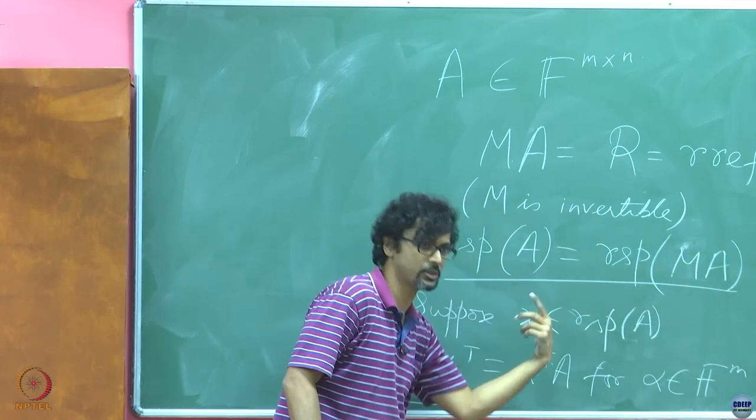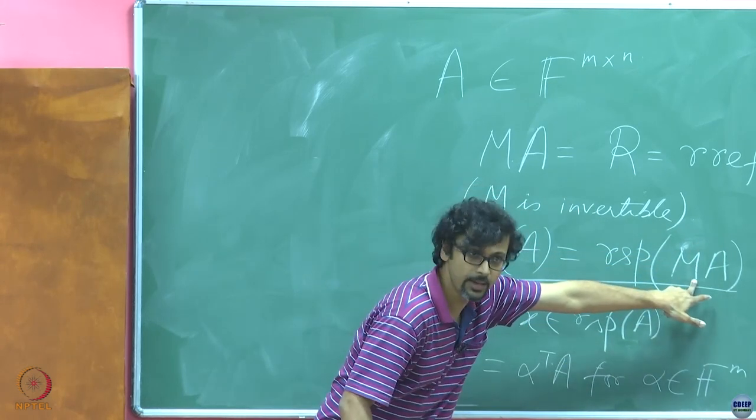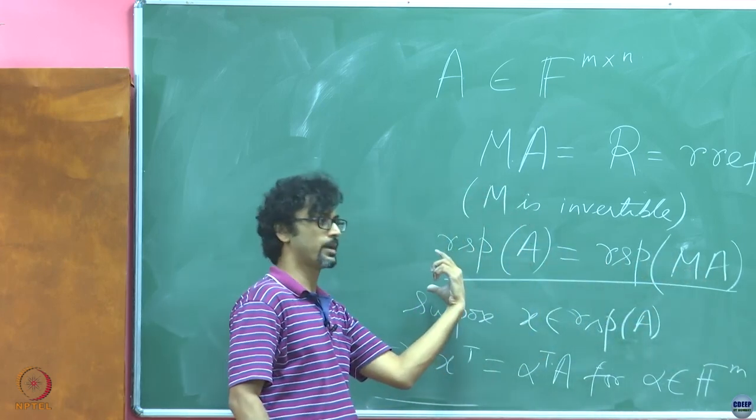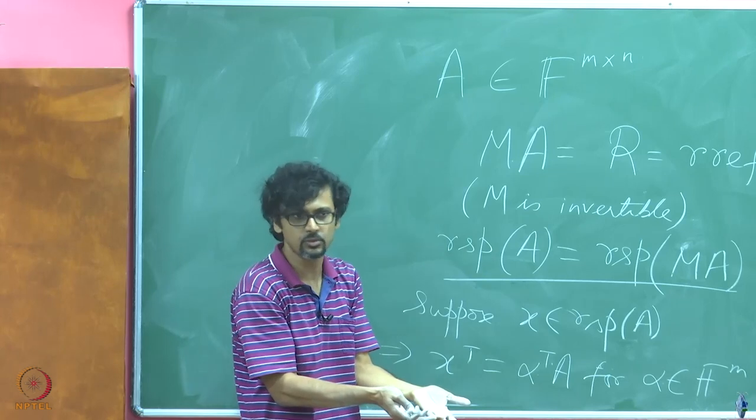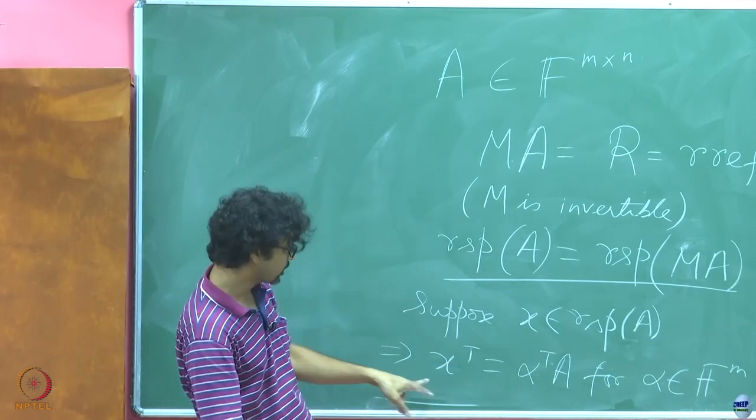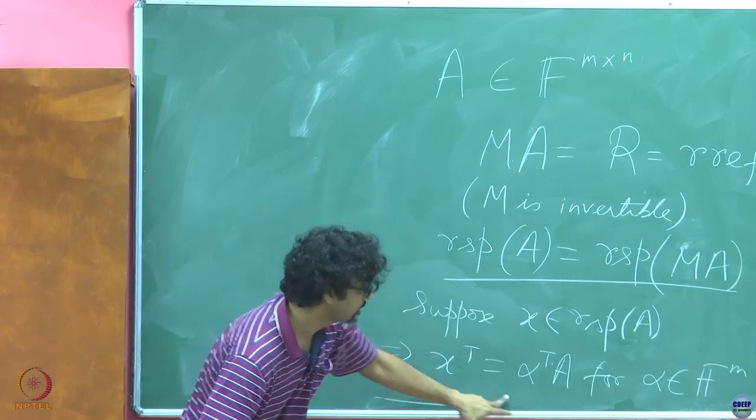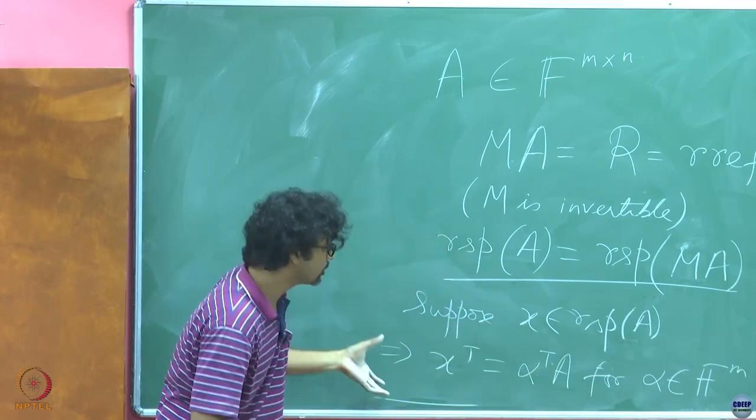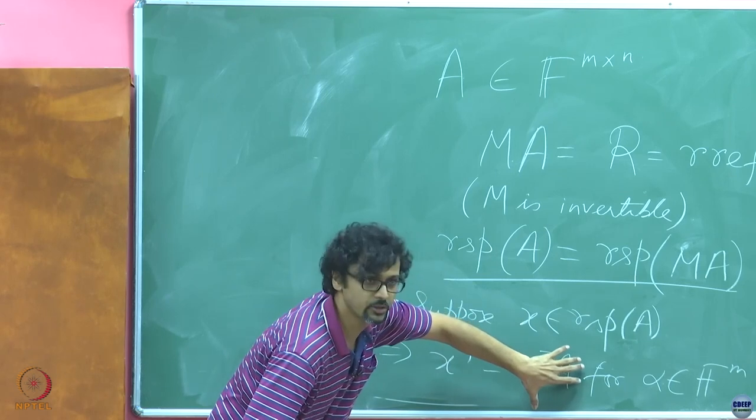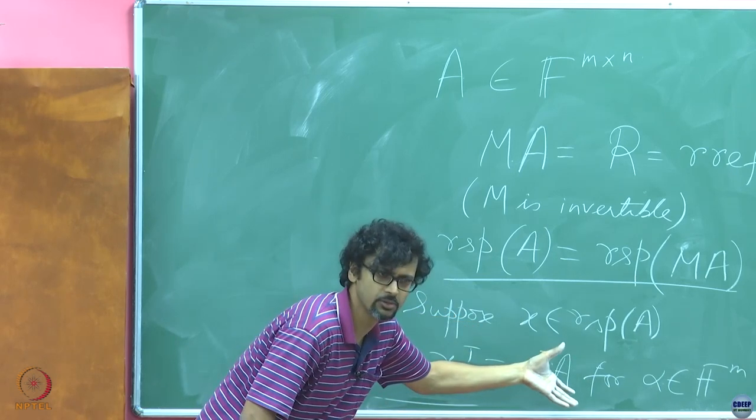And then we'll do the opposite. We'll take something that belongs to the row span of MA, and we will show that it belongs to the row span of A. So if both-sided inclusion is proved, then equality of those two subspaces is proved. So the first strategy is that we take something that's in the row span of A. If it belongs to the row span of A, it means it belongs to the column span of A transpose, which is the image of A transpose.